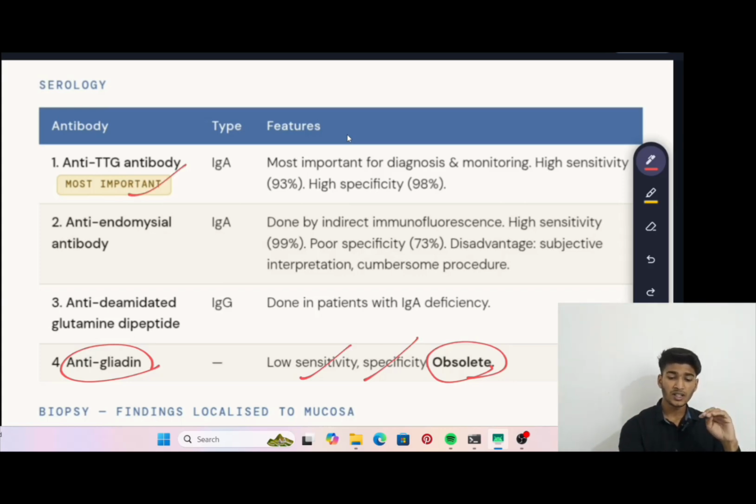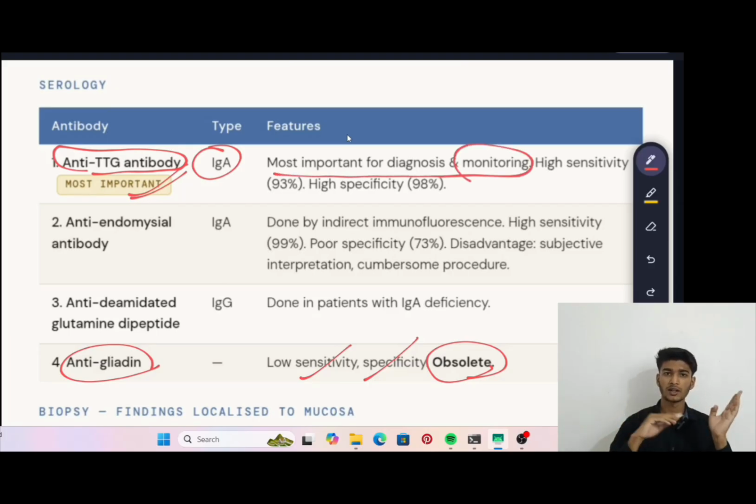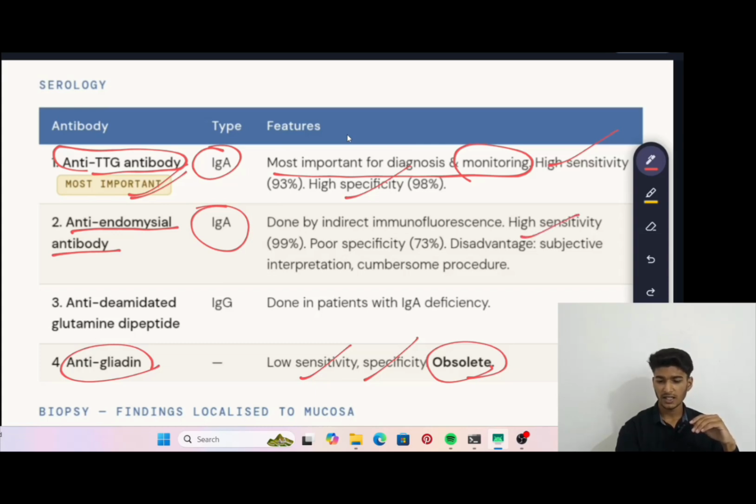The most important test is the anti-TTG test. Here we will be looking for IgA antibodies. It is the most common diagnostic and monitoring test. It will help in diagnosis as well as monitoring. It has high sensitivity and high specificity. Anti-endomysial antibody test: here also we will see IgA antibodies. It is highly sensitive but has poor specificity, done by indirect immunofluorescence.